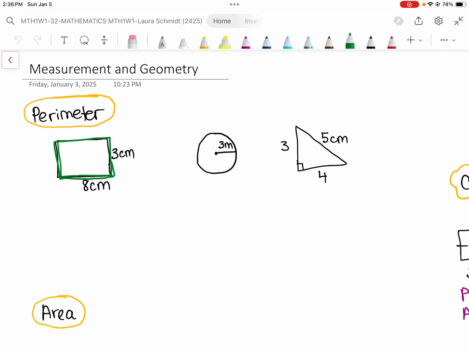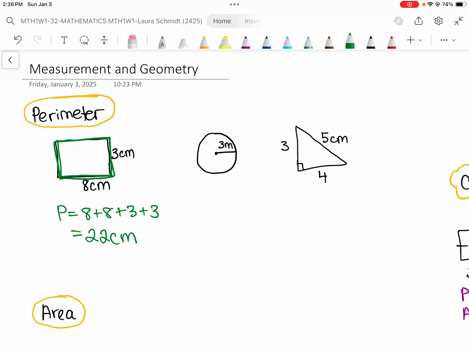So add up all the sides of this rectangle and you'll figure out the perimeter. So this would be, you've got a couple of 8s and a couple of 3s. Add them all up and you'll get 22 centimeters for the perimeter.